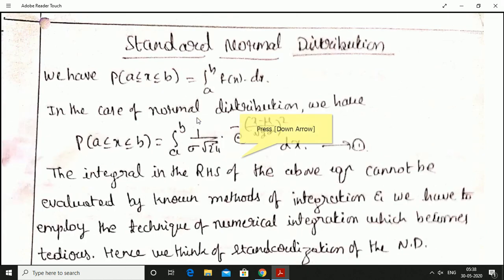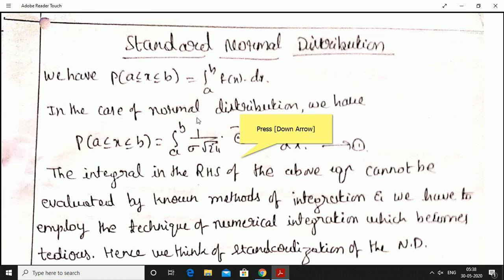We have probability of a less than or equal to x less than or equal to b is given by integration a to b f of x into dx. In the case of normal distribution, we have probability of a less than or equal to x less than or equal to b is equal to integration a to b f of x into dx, means f of x, probability density function of the normal distribution is 1 by sigma into square root of 2 pi e power minus of (x minus mu) divided by root 2 sigma whole square into dx.